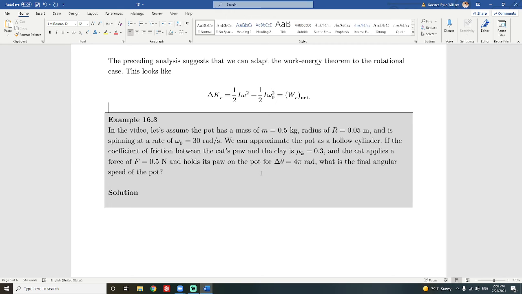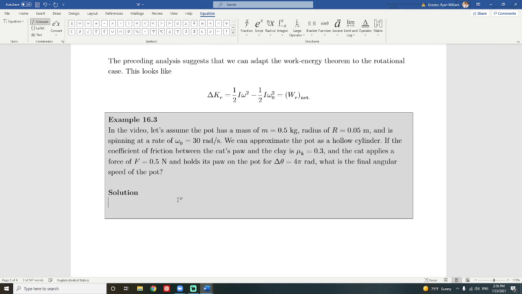Anyway, so let's say the coefficient of friction between the cat's paw and the clay is mu sub k equals 0.3. And the cat applies a very small force of 1/2 Newton, and holds its paw on the pot for an angular displacement of 4 pi radians. We want to solve for the final speed of the pot. And so we just do this with the rotational work energy theorem. And let's see what that looks like.